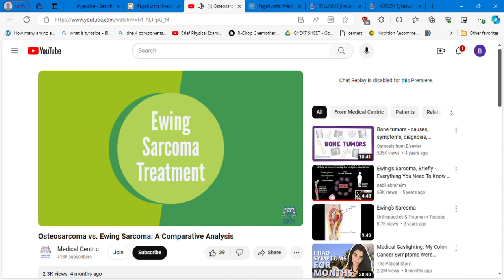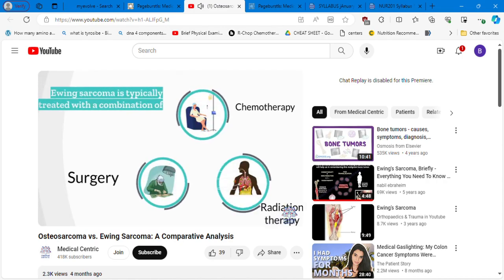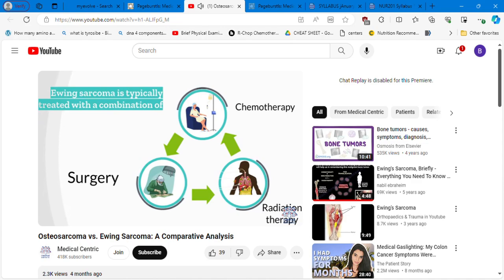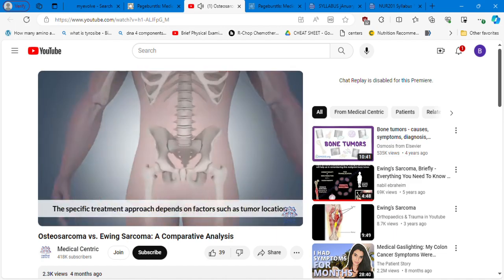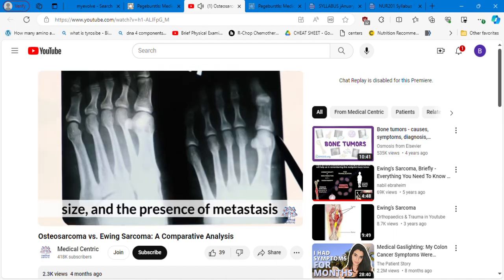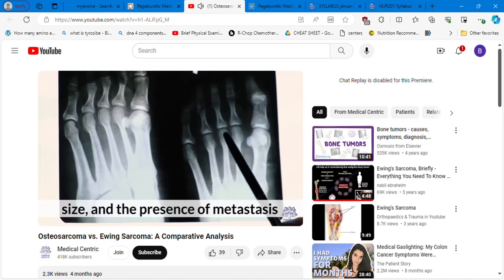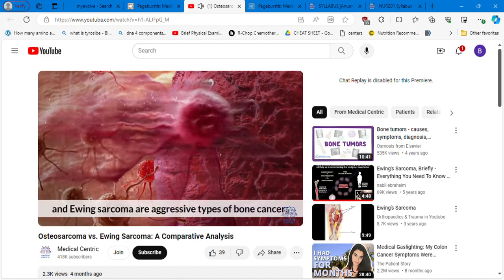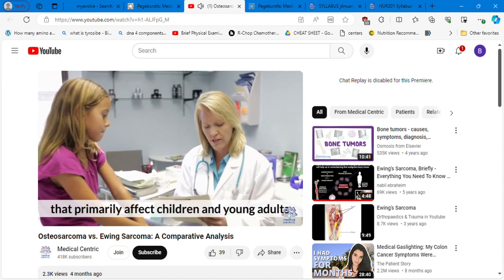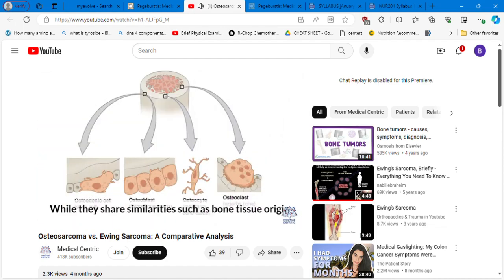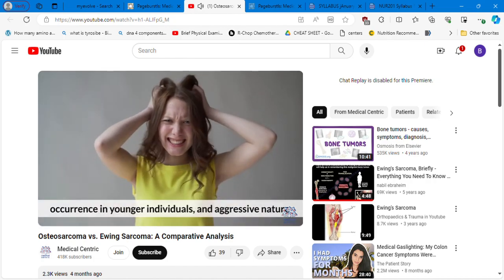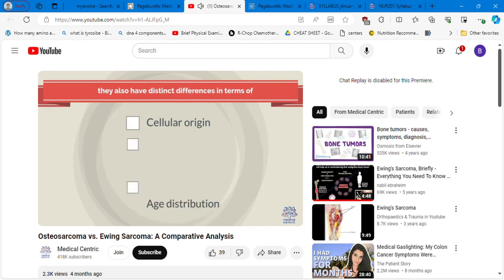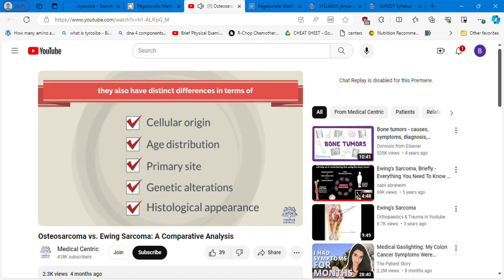2. Ewing sarcoma treatment. Ewing sarcoma is typically treated with a combination of chemotherapy, surgery, and radiation therapy. The specific treatment approach depends on factors such as tumor location, size, and the presence of metastasis. Osteosarcoma and Ewing sarcoma are aggressive types of bone cancers that primarily affect children and young adults. While they share similarities such as bone tissue origin, occurrence in younger individuals, and aggressive nature, they also have distinct differences in terms of cellular origin, age distribution, primary site, genetic alterations, and histological appearance.